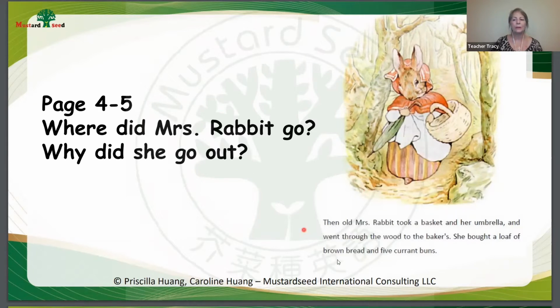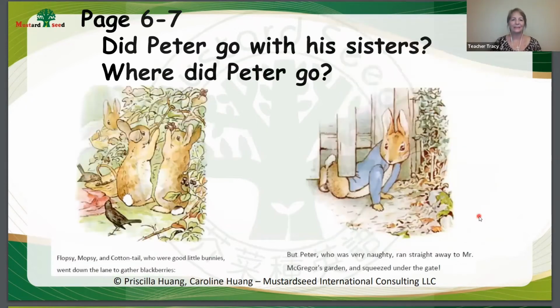What do you think she's getting ready to do? She bought a lot of brown bread and 5 currant buns. Right. She may be making a meal so everybody can eat. Yeah, she's going to go get prepared to make her meal. Good job. Thank you, Catherine. Well done.